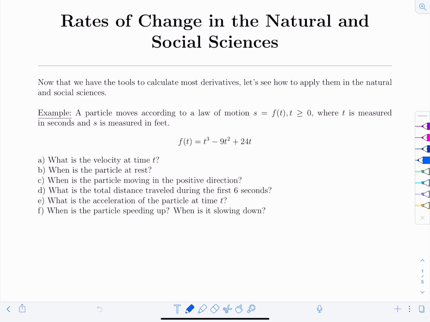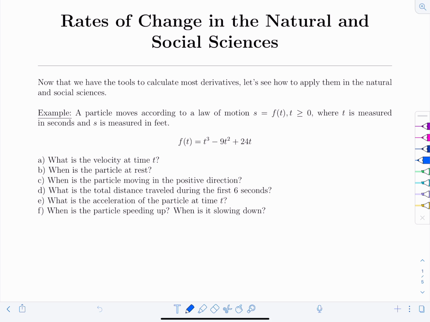Here we go. A particle moves according to the law of motion, s equals f of t, t greater than or equal to 0, where t is measured in seconds and s is measured in feet. So they're giving us its position function, which tells us at any moment in time where it is on the s-axis. This particle is only running in one dimension, back and forth, poor little guy.